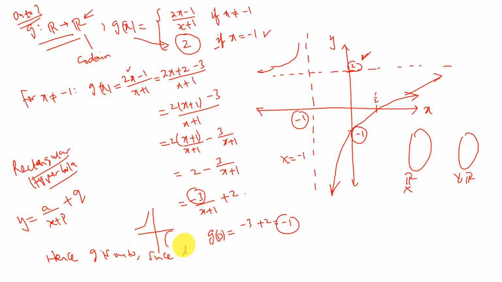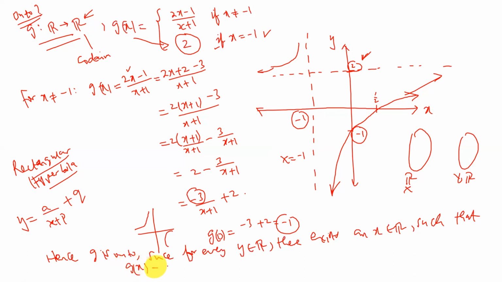Since for every y there exists an x such that g of x is equal to y, where y is an element of the codomain, R, any number you can pick here will always have an x that is mapped to it. So if I pick a y here, I'll always get an x that is mapped to it.